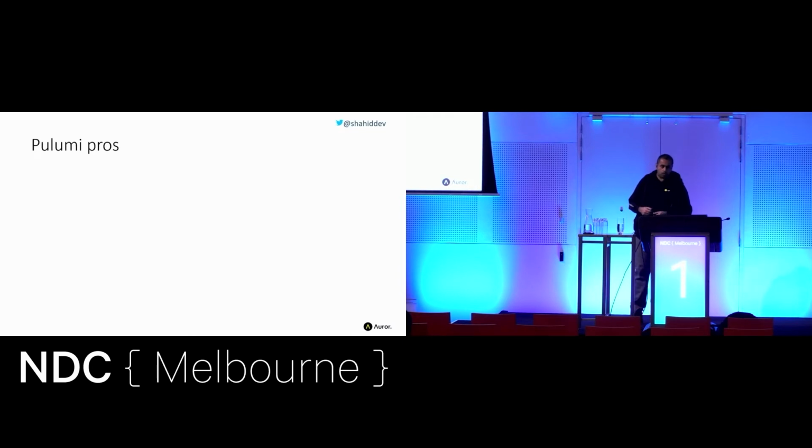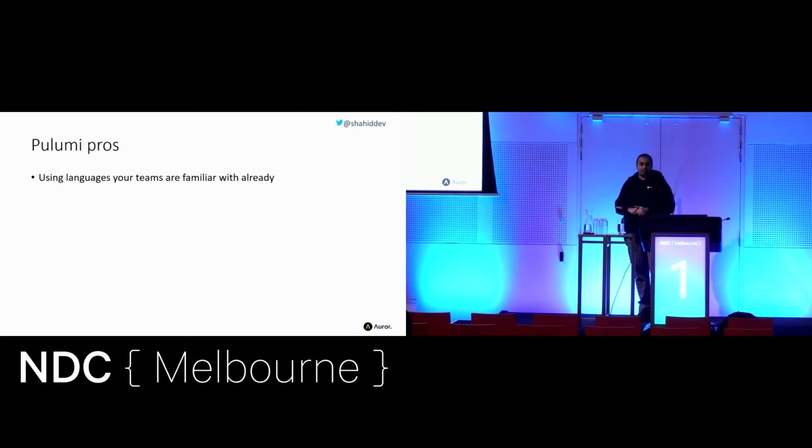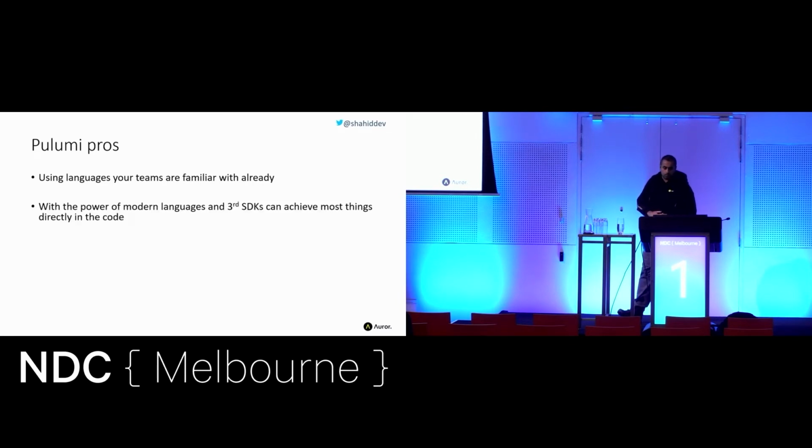So what are the kind of pros of Pulumi? This is obviously going to be a very biased list given how much of a proponent I am. But you're using languages you're familiar with. So this is a lot easier to adopt for teams who are full of engineers. Generally speaking, you're going to have more engineers in a team than you're going to have cloud architects or DevOps people. As I said, you get the power of modern languages, but also third-party SDKs, to achieve most things within the code itself.